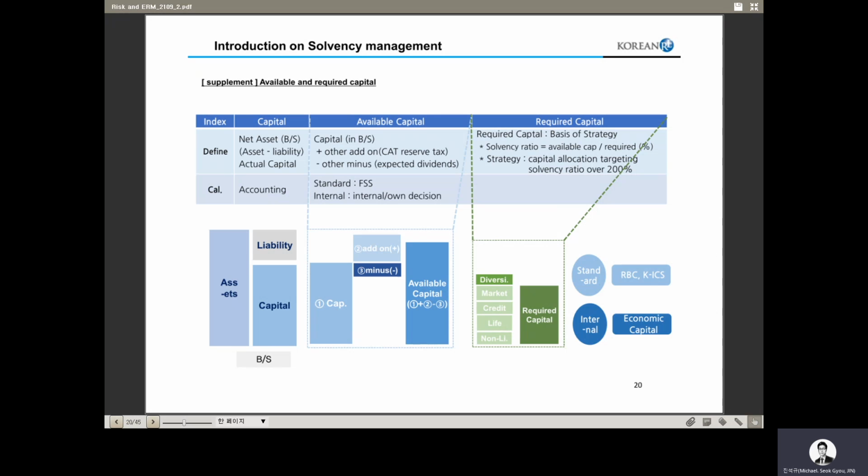Here, we will briefly review the structure of the capital. The first one on the left side is the accounting capital, defined as net asset in a balance sheet.